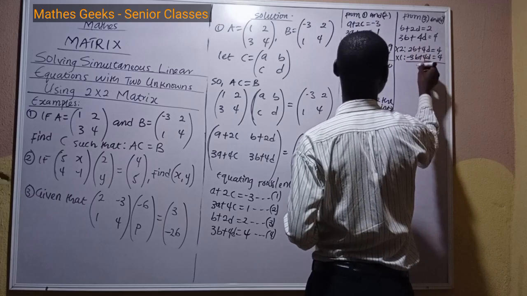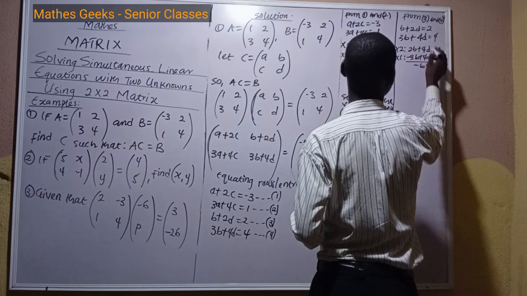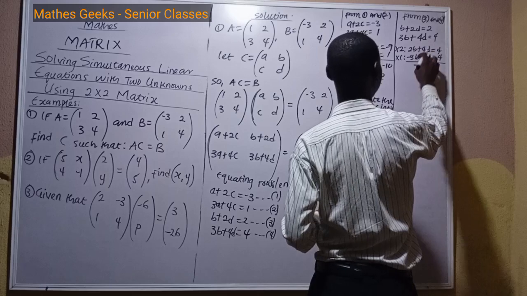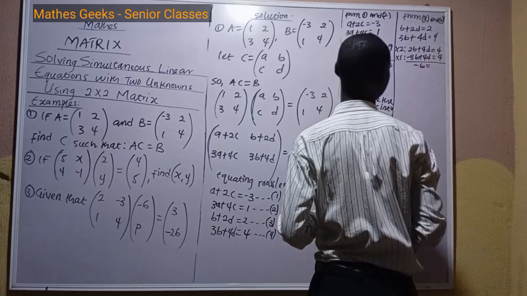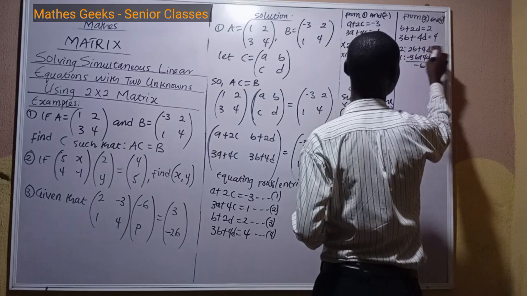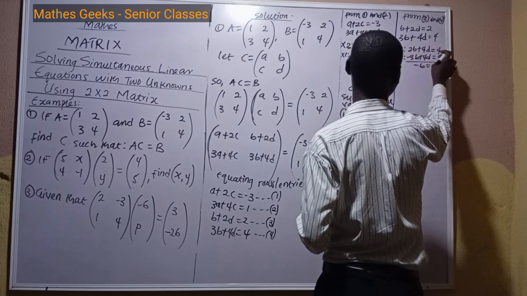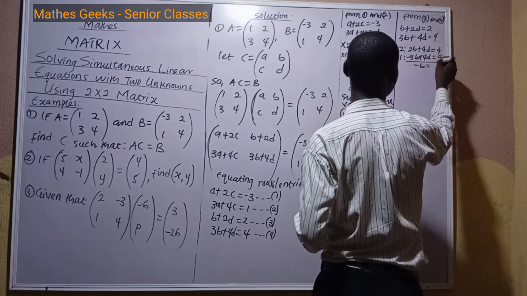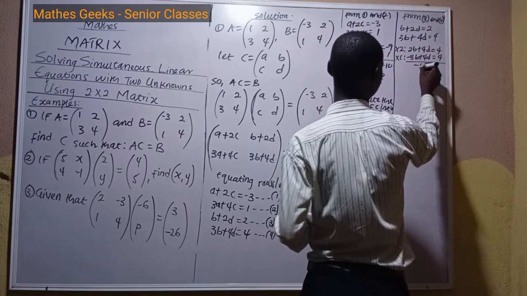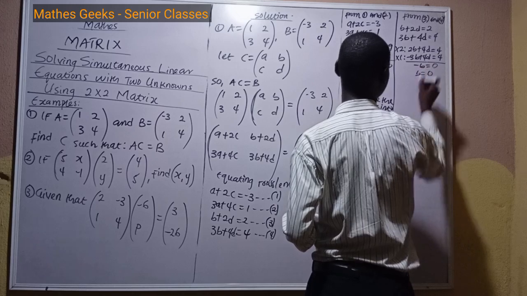Subtract 3b minus 2b will give me b. 4d minus 4d is 0. 4 minus 4 also gives me 0. So b is equal to 0.